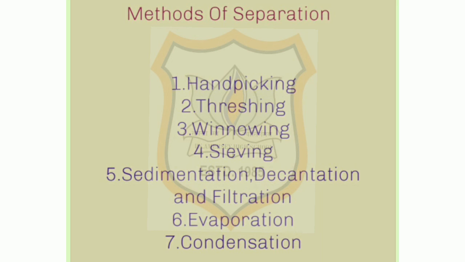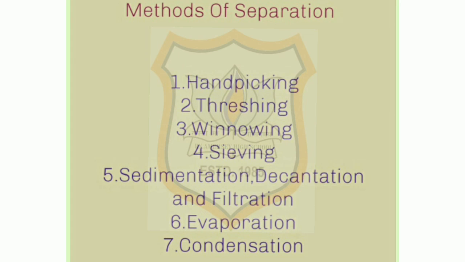First one, hand picking. Second one, threshing. Third one, winnowing. Fourth one, sieving. Fifth one, sedimentation, decantation and filtration. Sixth one, evaporation. Seventh one, condensation. So, all these methods of separation we are going to learn.